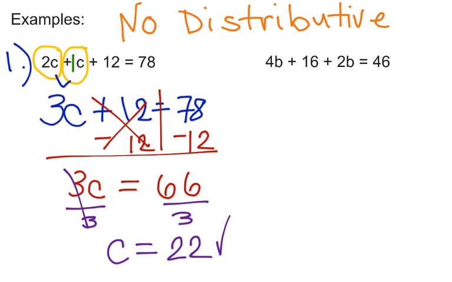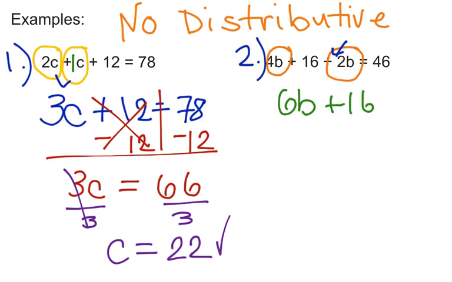Example number 2 is 4b plus 16 plus 2b equals 46. Again, there's no distributive property, so we'll start by combining the like terms. Here I have a 4b and a plus 2b. Remember, we're including that sign in front of each term. So if I have 4 b's and I add 2 b's, that means all together I now have 6b. So I'm combining those two b terms and then rewriting everything else. So the plus 16 and the equals 46. Again, the 4b plus 2b is 6b.